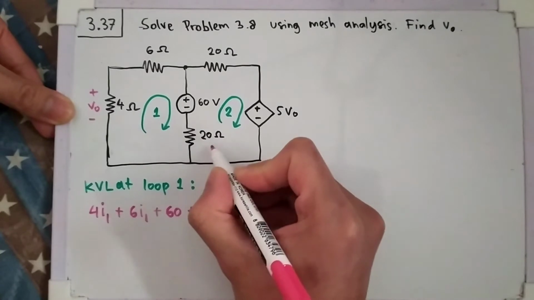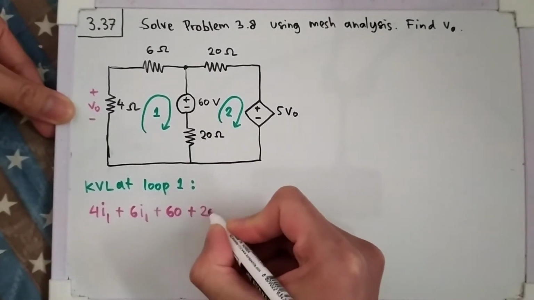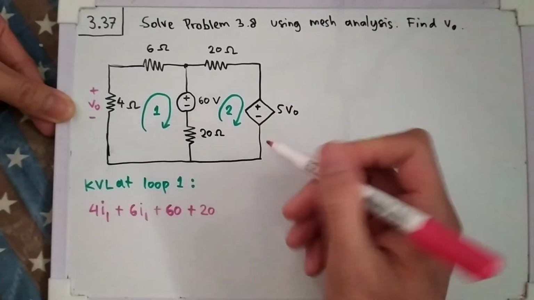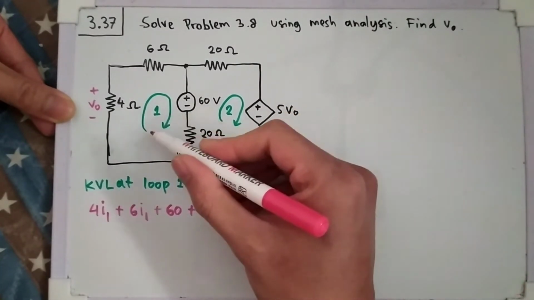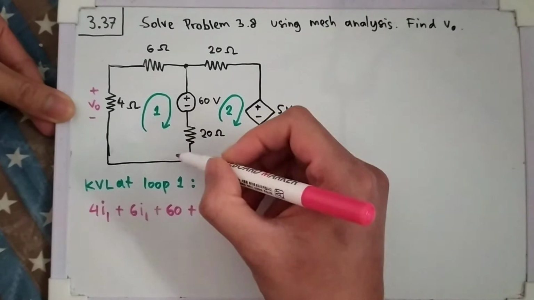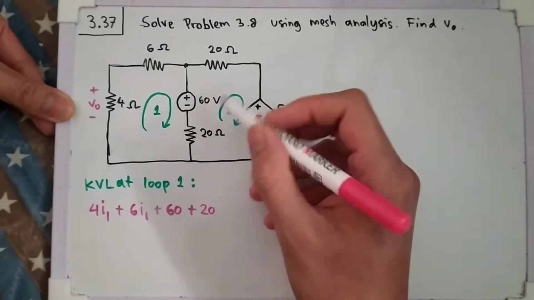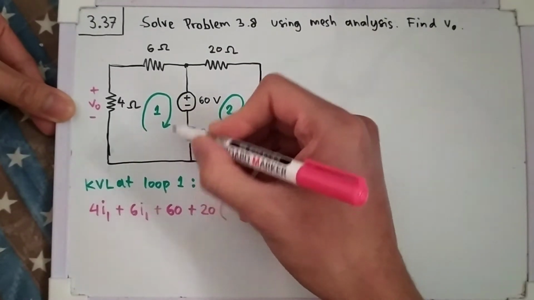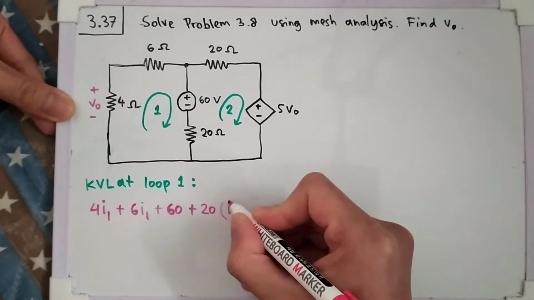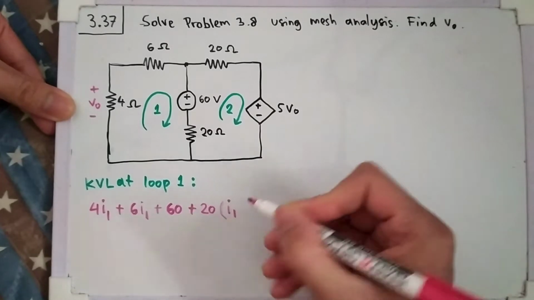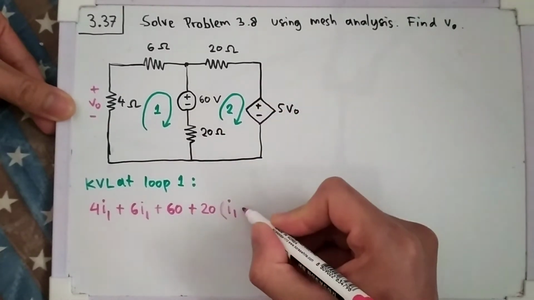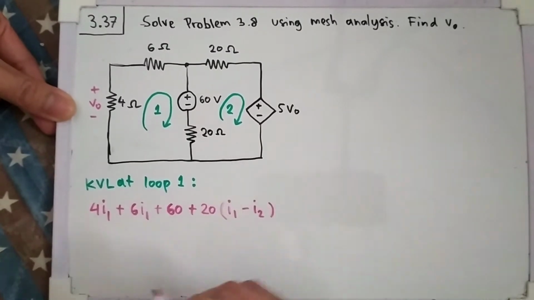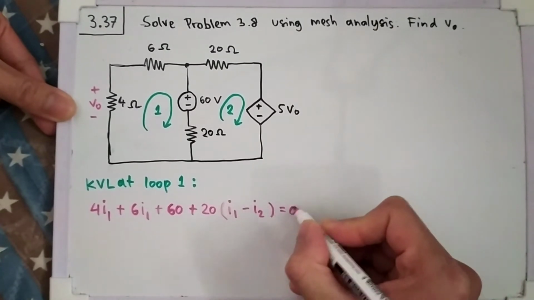And this one is 20 ohm. 20 ohm is resistance, so we need to multiply it by the current. But there are two currents flowing here, from this loop to the bottom and from this loop to the top. So we start with this side first. It is I1 minus the opposite side, I2, and that will equal 0.